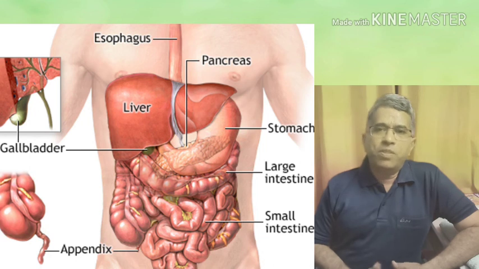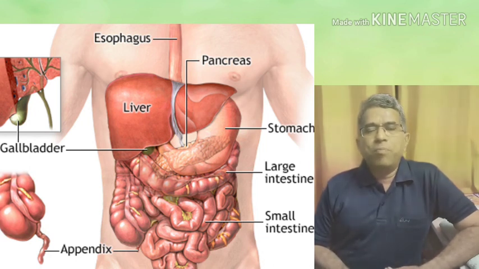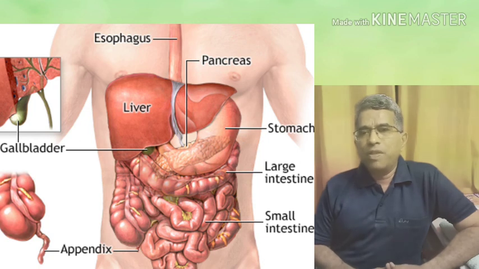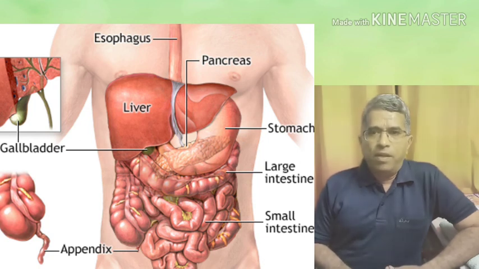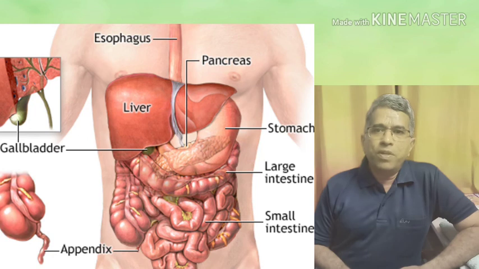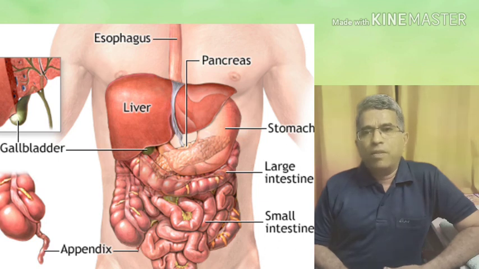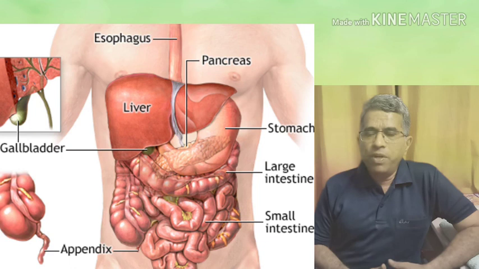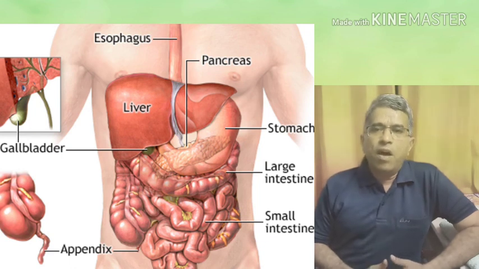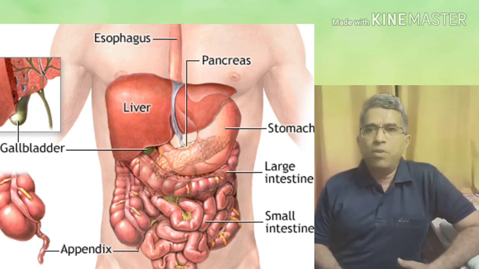So this is about the digestive tract in the human being that starts with mouth and ends with the anus. In next video we can learn about the functions of various digestive glands, and in another video we'll learn about the process of digestion, the physiology of digestion. So in this video we have seen only the anatomy of digestion. Thank you very much. Good luck.